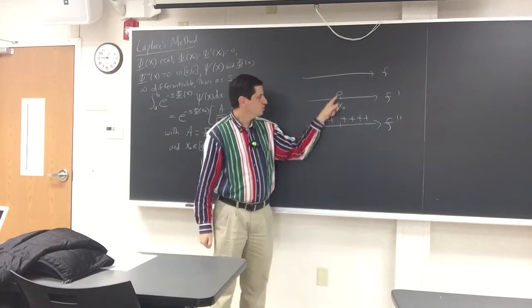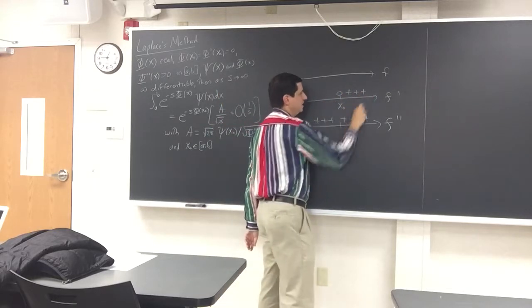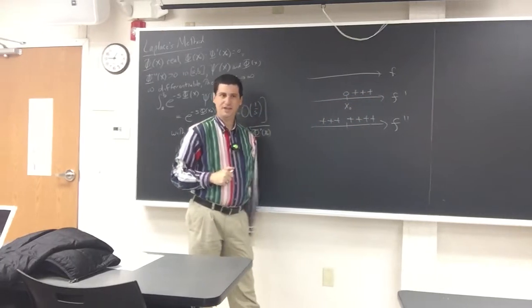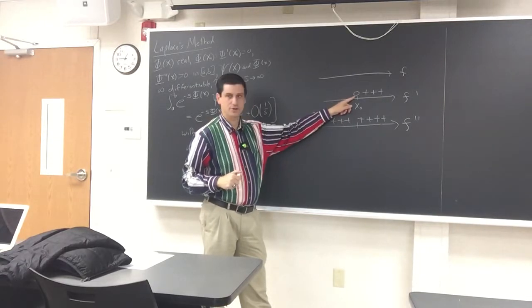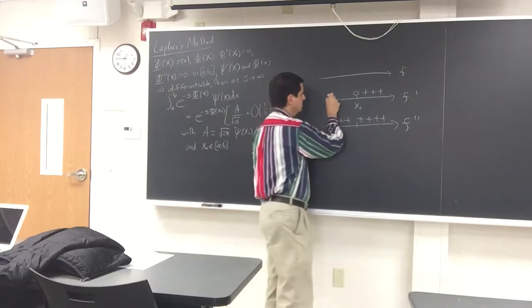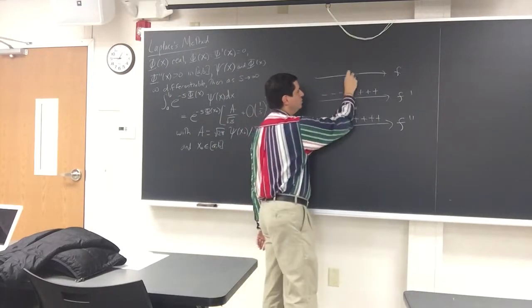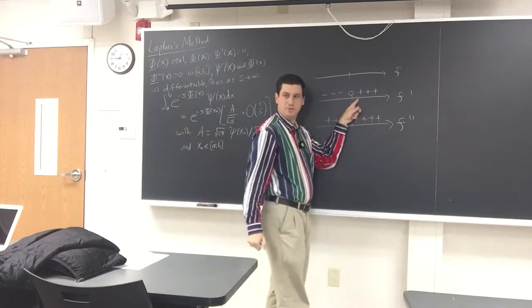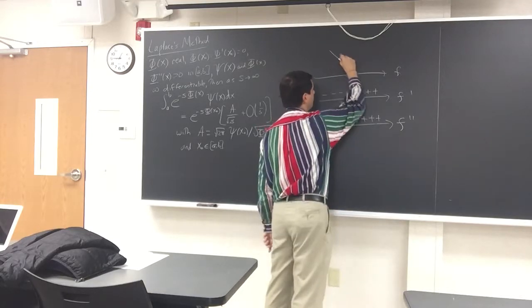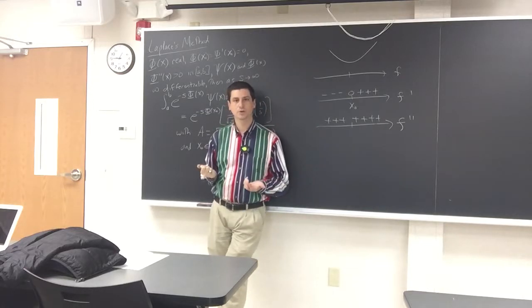F prime is increasing. So if f prime is 0 here and it's increasing, f prime must be positive in here. If f prime is increasing and it's 0 here, what must be true about f prime here? It must be negative. Now that I know my function looks like this, when I do my plot, I know x naught has to be a minimum. My function goes down and then comes up. Exactly how it does that, I don't know.